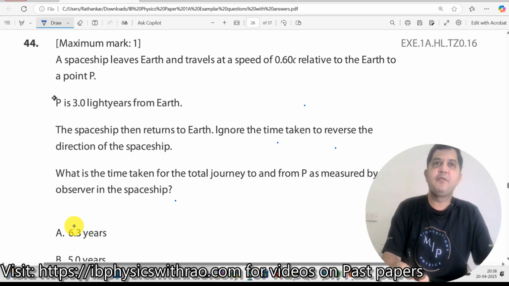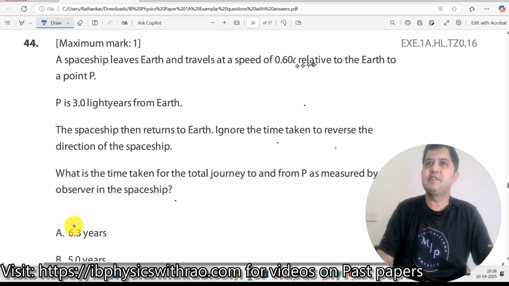Okay, question number 44. A spaceship leaves Earth and travels at a speed of 0.60c relative to the Earth. So you are measuring the speed relative to the Earth, so your lab frame is Earth. Therefore, this is your velocity given.